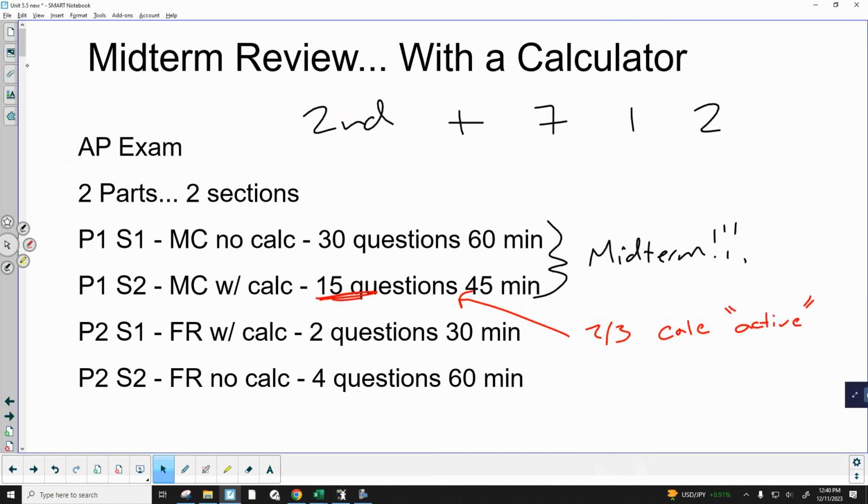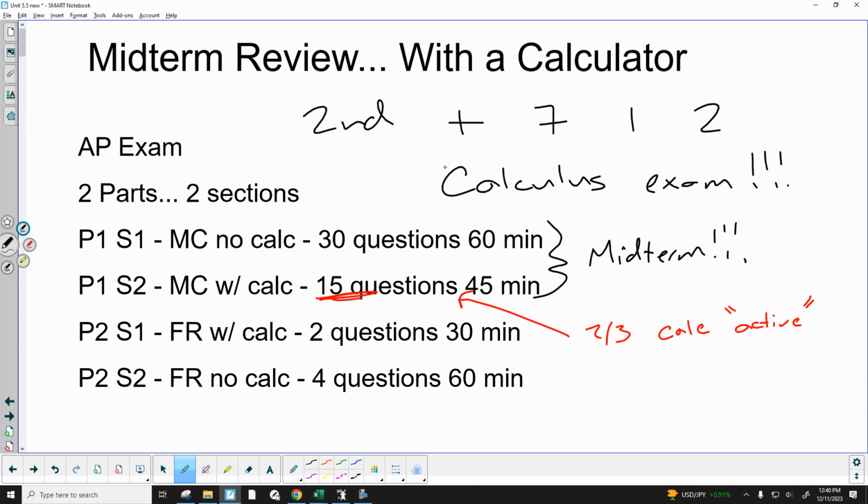Now, here's the key. Even though we're going to have a calculator, this is a calculus exam, not a calculator exam. Which means, just because you have a calculator doesn't mean your calculator has all the answers. For almost all of these questions, you need to provide a setup, an equation to solve. You will need to understand the concepts that we learned in this class. And then the calculator can help you get the answer through your conceptual knowledge. So don't forget that. It's a calculus exam.